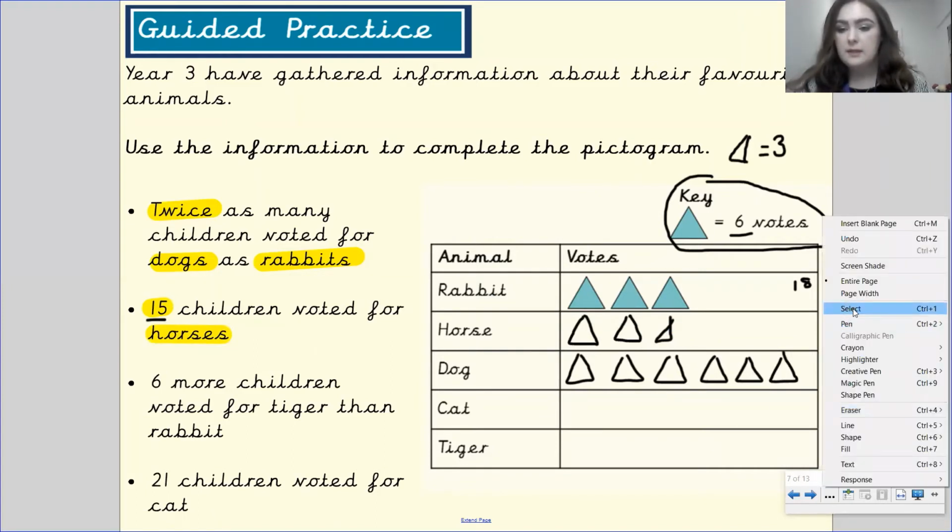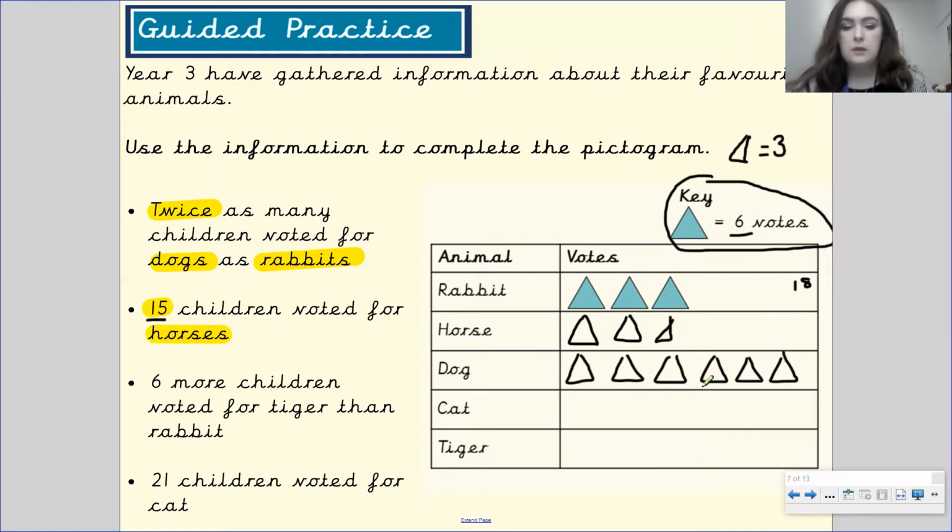Okay, let's have a look at the next one. So the next one says 6 more children voted for tigers than rabbits. So let's have a look at our rabbits. As we said, we have got 18 here and we need to add 6. So we've got 1, 2, 3 triangles, 6 more children voted for tigers. So we just need to add 1 more triangle on. So we need to draw the 3, 1, 2, 3, and then because 6 more children voted, we need to add another triangle.